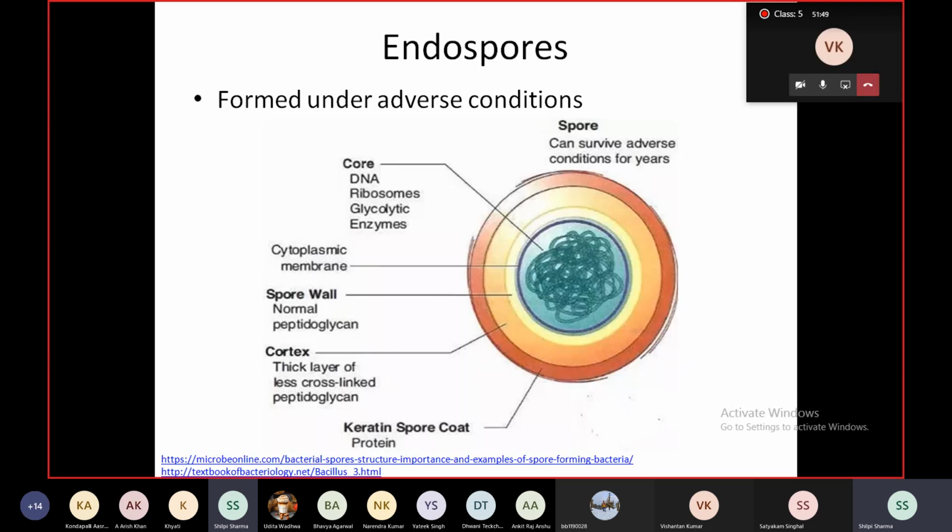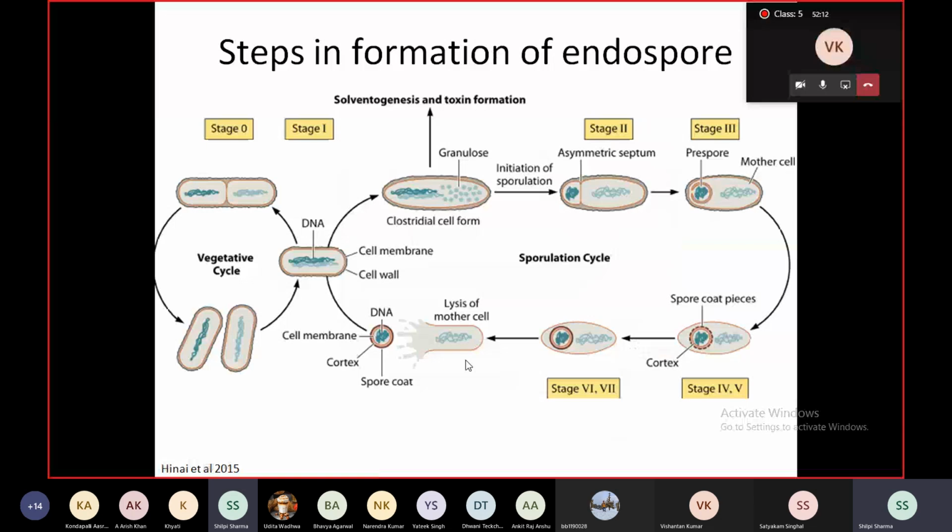Besides, it also has large amounts of what is called dipicolinic acid, which contributes to the sturdy nature of endospores. There are small acid-soluble DNA binding proteins called SASP, for small acid-soluble DNA binding protein, which protects the DNA from damage under the harsh conditions. Now, how is the spore generated? This is a complex process requiring several hours.